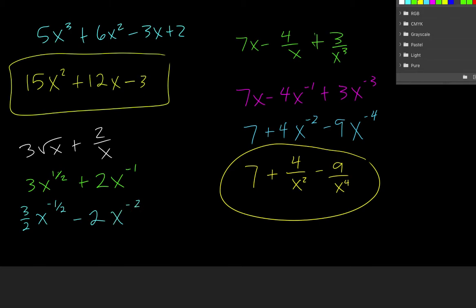And then we want to write it without negative exponents. And so I'm going to get 3 over 2. And then this is a square root of x, but on the bottom of the fraction, minus 2 over x squared.